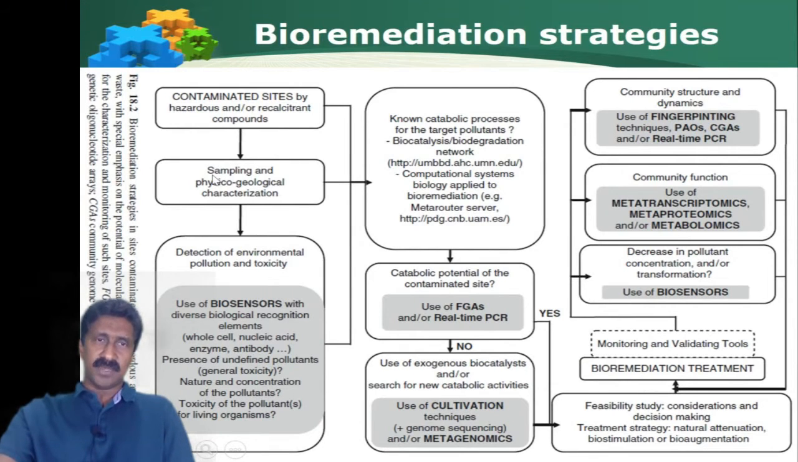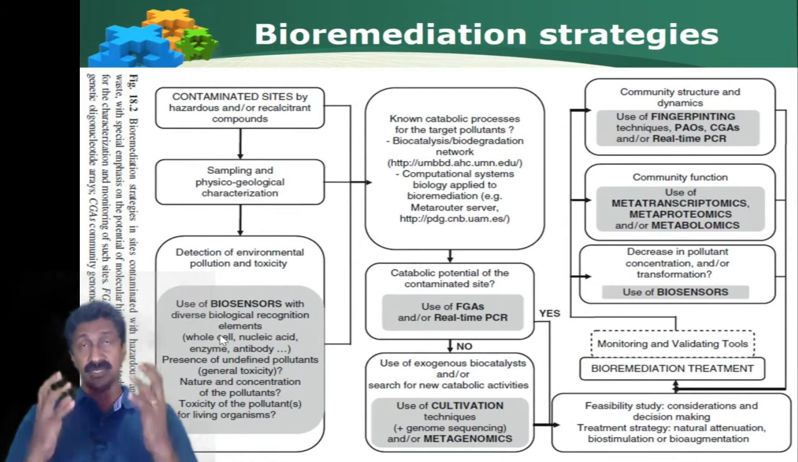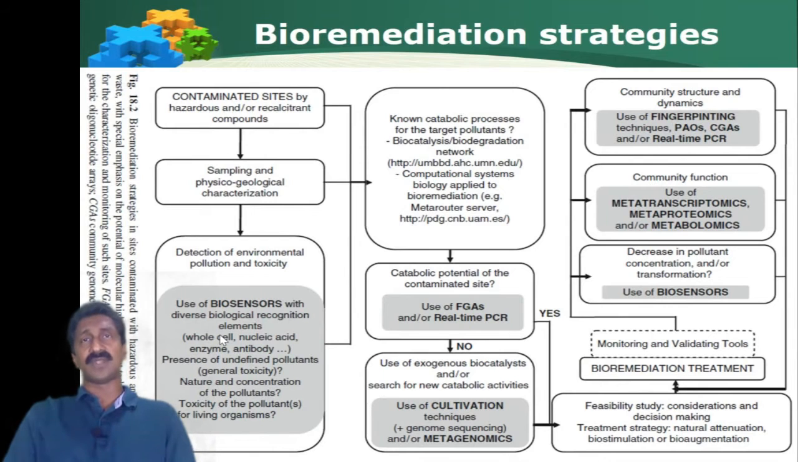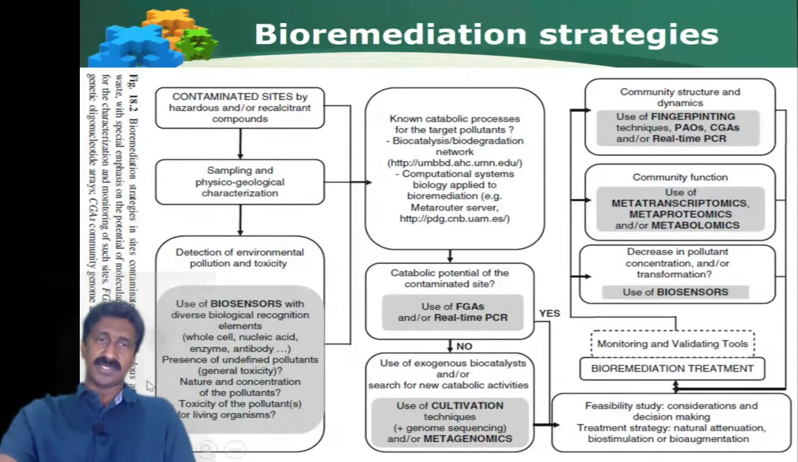And as a part of the sampling, you can see the detection of environmental pollution and toxicity is done using different methods. The main method that is used for environmental toxicity detection or pollution detection is the use of biosensors, which we had already discussed in the previous session. There are various types of biosensors: cell-based, nucleic acid-based, enzyme-based, or antibody-based. Different technology-based biosensors are available for detecting the presence of environmental pollutants. And so you can use biosensors.